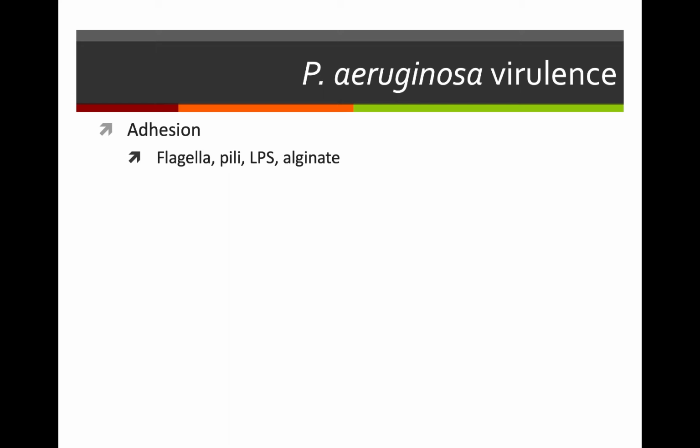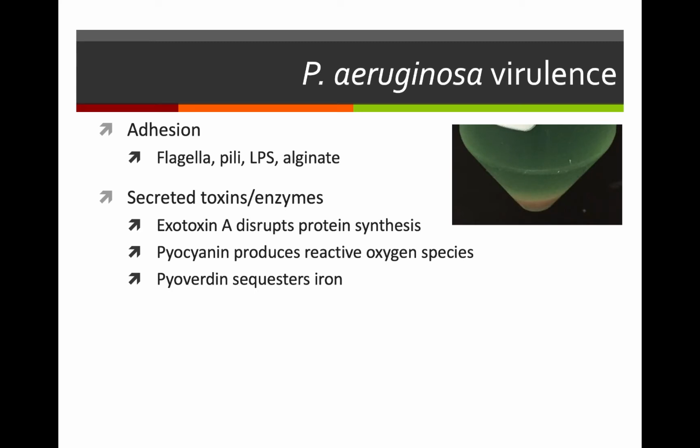Some of those virulence factors include the ability to adhere. So Pseudomonas have flagella, they are highly motile, they have pili, which help with motility and adhesion. They have LPS, which has the endotoxin and also can help with adhesion. And they secrete a polysaccharide component called alginate that helps them form very robust biofilms that, again, will stick to anything, living or non-living surfaces.